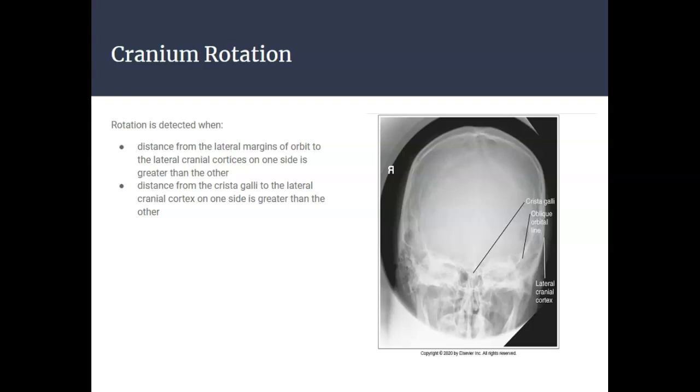And the reason why is because the face will be demonstrated as rotated away from the side, demonstrating the greater distance. A secondary way to identify rotation is the distance from the crista galli to the lateral cranial cortex. Again, there will be a greater distance from one side rather than the other. However, it is much more clearly identifiable to utilize the lateral margins of the orbit and the lateral cranial cortices.